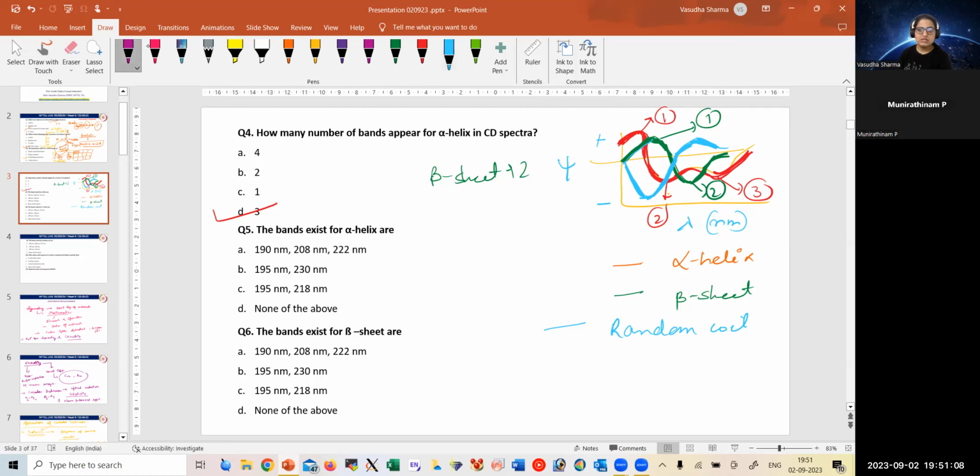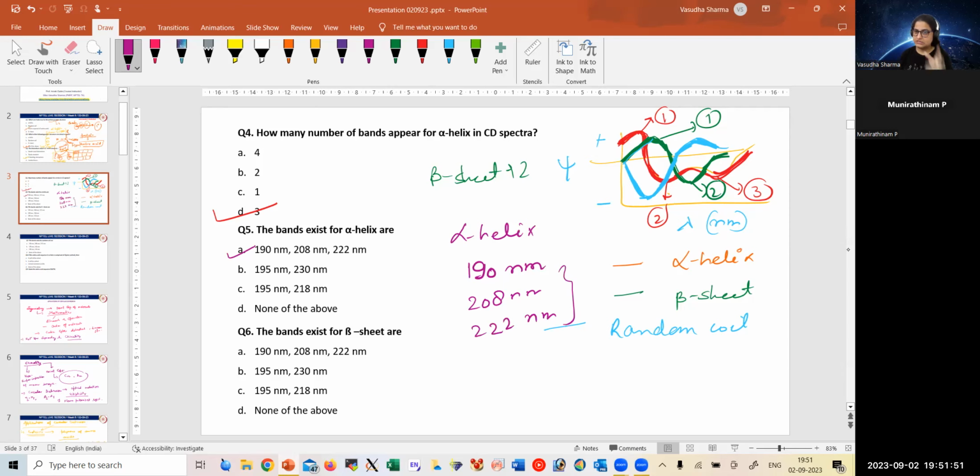This also we just discussed: the bands that exist for the alpha helix. Firstly, you have to see how many bands are existing, so you can eliminate the other options very easily. That is option A. We don't have to look for the values, but there could be a possibility that in the final exam they give 2 options where the 3 values are given. But you need to remember that in the alpha helix structure, the first positive value appears at 190, another appears at 208 nanometer. There would be a slight change of 190 to 193, and the other negative would be at 222 nanometer. So these values you have to remember.